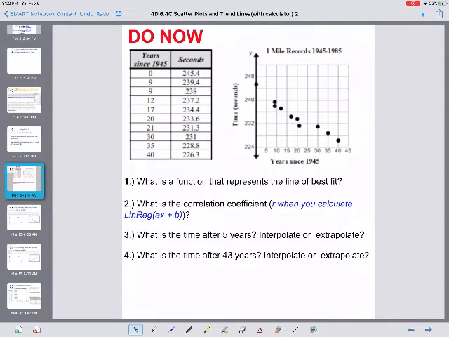Alright guys, today we're going to be reviewing what linear regressions are, or trend lines that are linear, and we're going to do that with the do now.